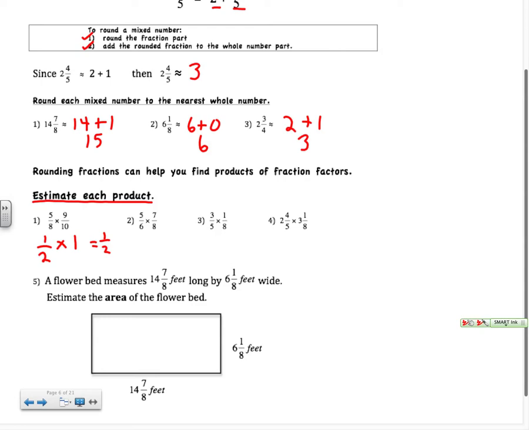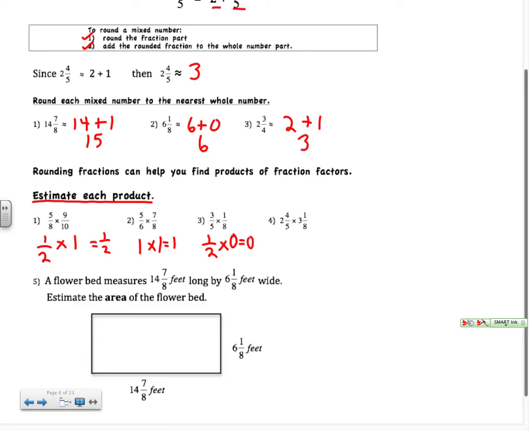Okay, let's look at number 2. 5/6, I'm going to round it to 1. 7/8 rounds to 1, so 1 times 1 is 1. So our estimated answer is 1. Next one, 3/5 times 1/8. 3/5 is about 1/2. 1/8 is about 0, so any number times 0 is 0.